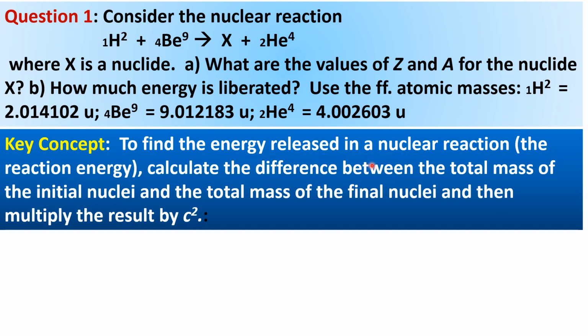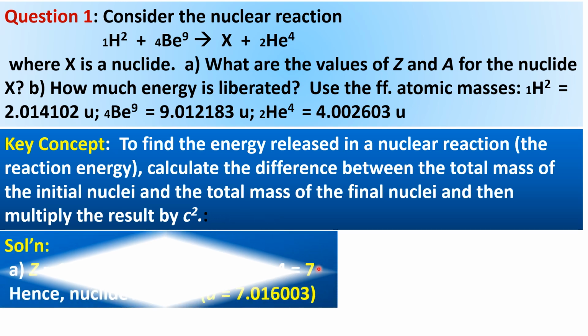find the energy released in this nuclear reaction. We also call it the reaction energy. And this can be calculated by getting the difference between the total mass of the initial nuclei, such as deuterium and beryllium, and then the total mass of the final nuclei, which is the nuclide X and the alpha particle, or the helium nucleus. And then, once we get the difference, delta M, we just multiply it by the constant 931.5 million electron volts. That's actually the square of the speed of light, c.